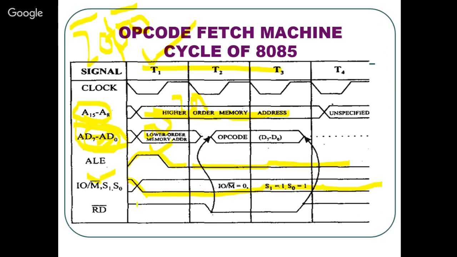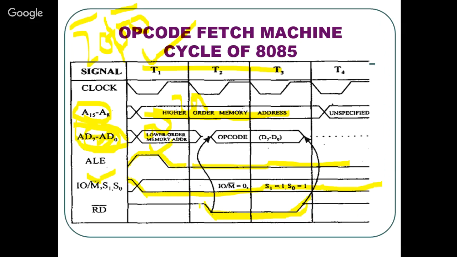So 8085 will insert the read line for the second and third time states only. And as human beings we can't read and write simultaneously, so any microprocessor can't read and write simultaneously. If the read line goes low, at that time the write line should be high, and vice versa. If the write line is low, then read will be high. So it is a memory read operation, and the read line goes low for the second and third time states.